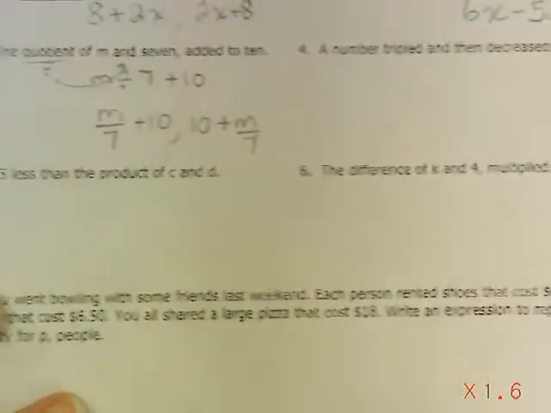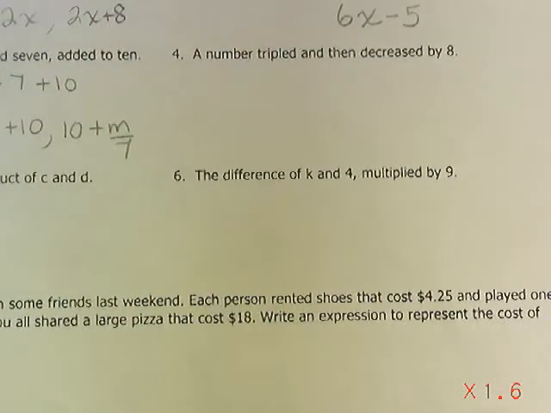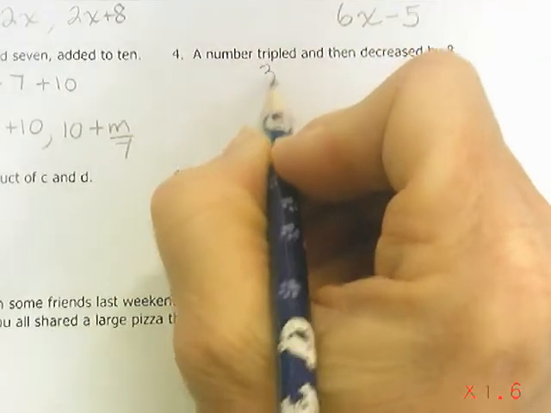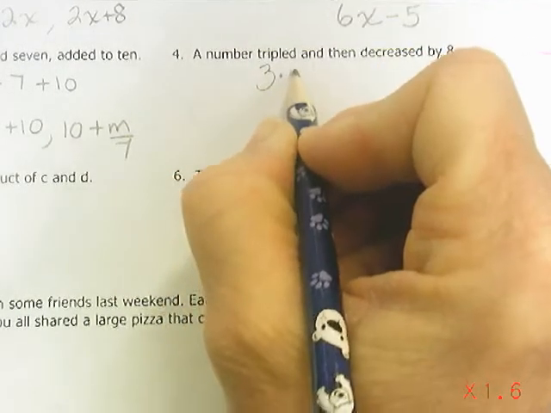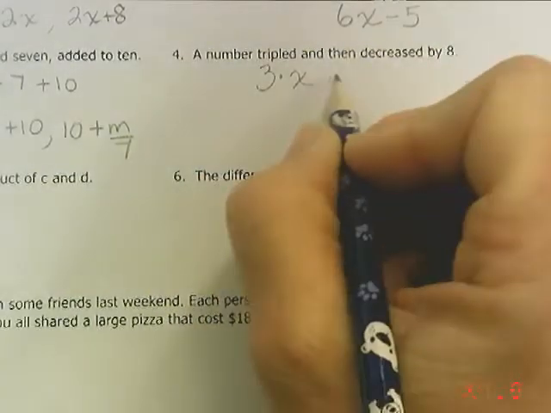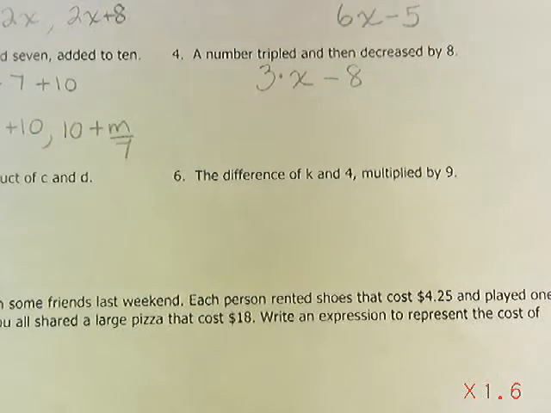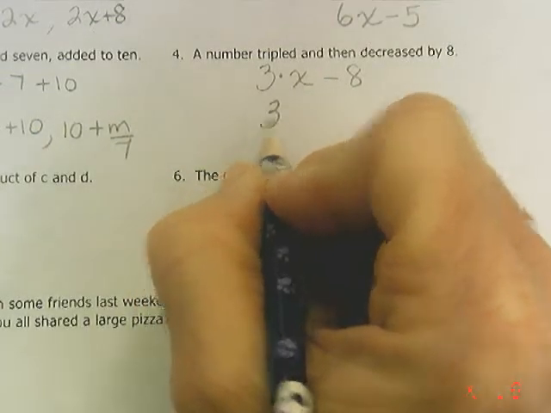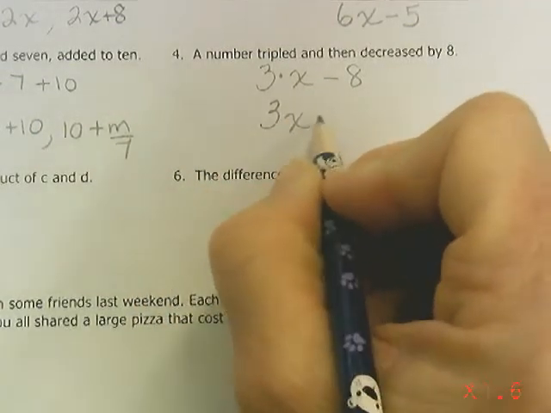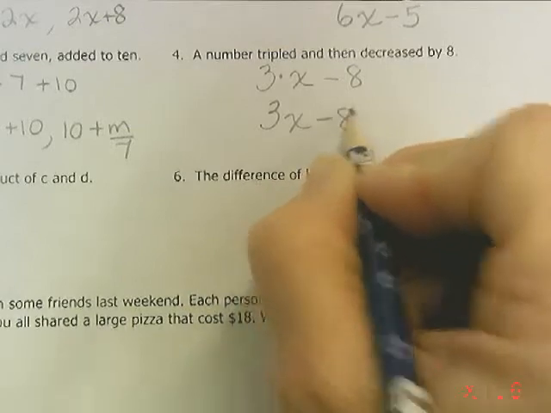Number 4, a number tripled and then decreased by 8. So number tripled means I want to multiply it by 3. So I'm going to have 3 times x, and then decreased, that's subtraction, by 8. And you can get rid of that dot there that shows multiplication and just write 3x minus 8.